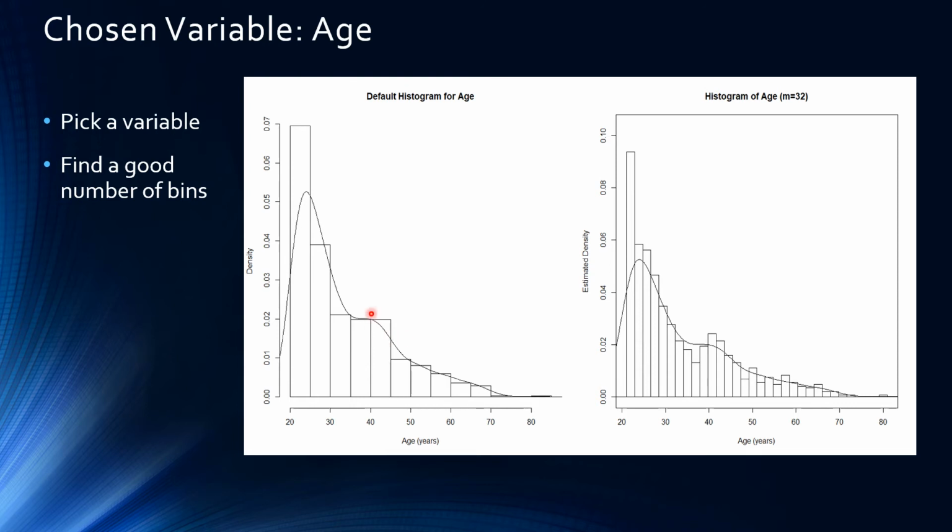Looking at the default histogram, it just looks like a skew, but the KDE curve seems to outline this extra hump here around 40 years of age, right? And so using 32 bins, you see this much more distinctly. There's a skew and then a hump right here.